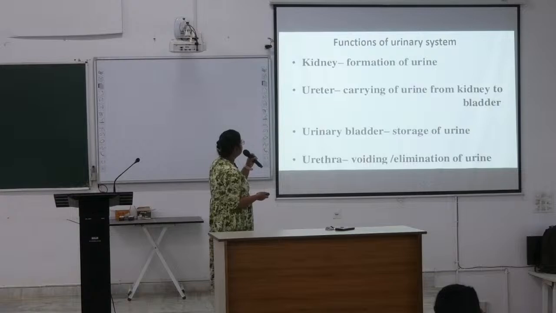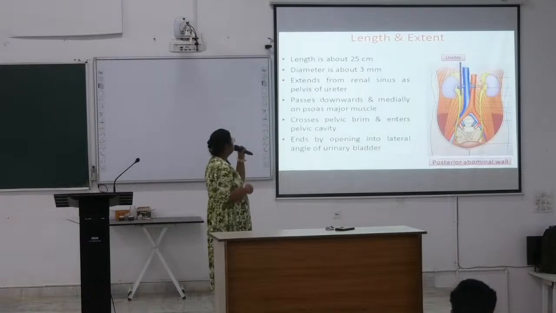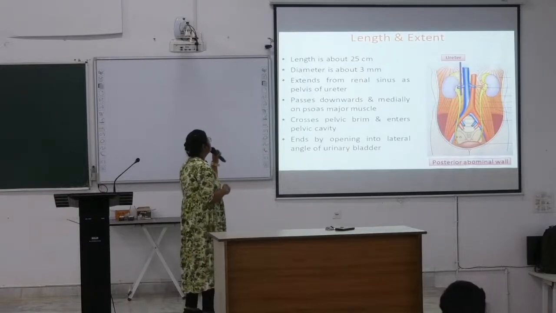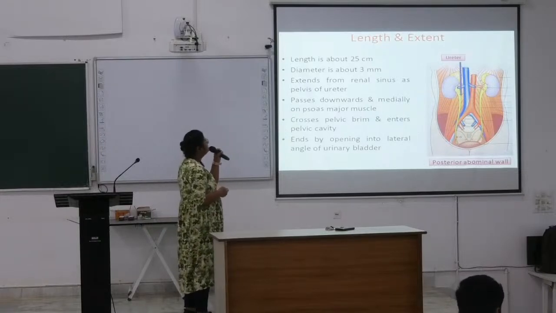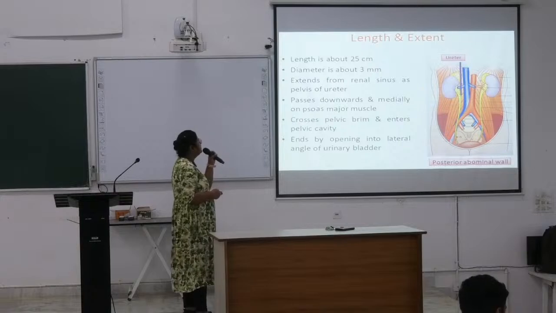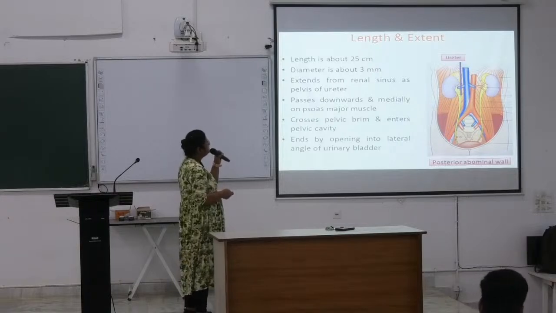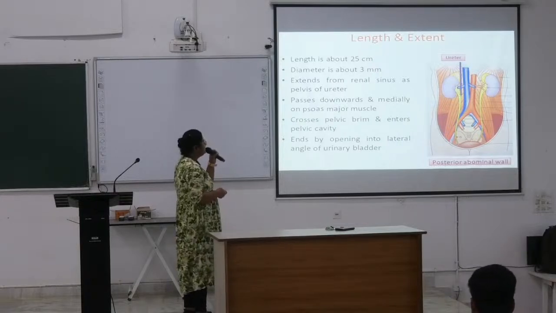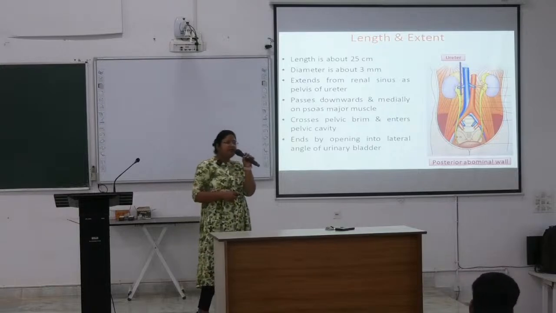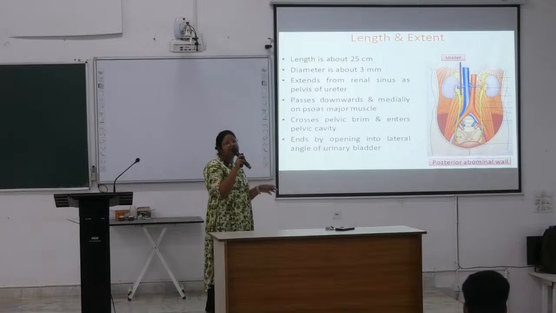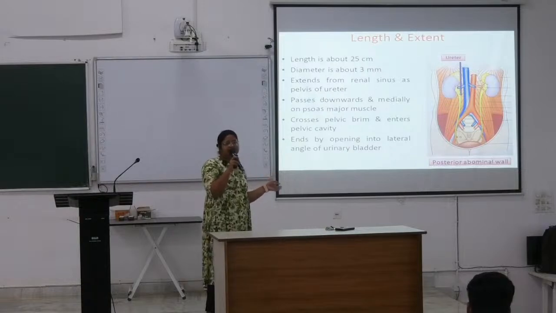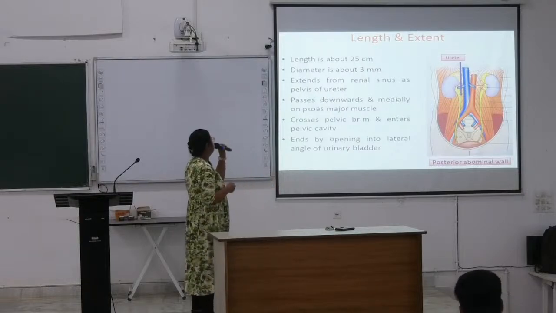Okay. Next, length and extent. The length of the ureter is about 25 centimeters. Diameter is about 3 millimeters. It extends from the renal sinus. The renal sinus is a space near the hilum of the kidney, where lie the pelvis of the ureter, renal vessels, different nerves and lymphatics, within the renal sinus.